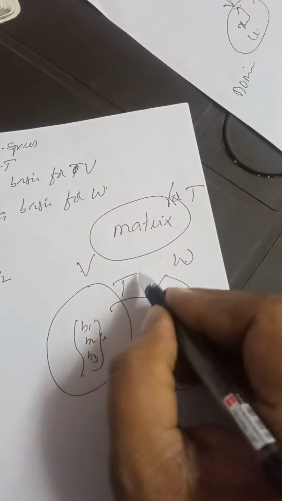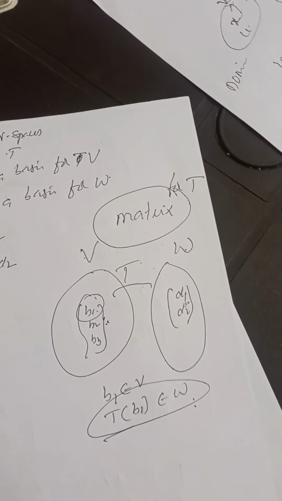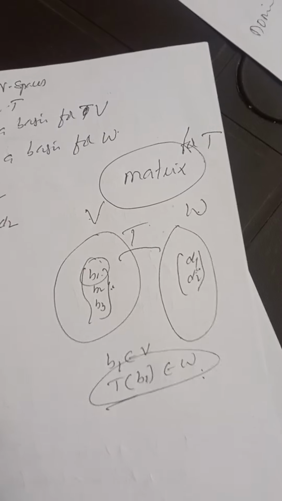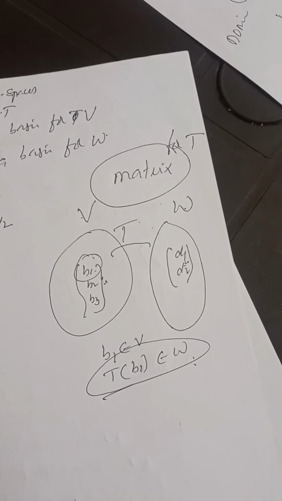Okay. There is a transformation. Now look at B1. B1 is an element in V. Right? Then its image T of B1 belongs to W. Right? This is the concept, no? The image of B1 is denoted by T of B1, which belongs to W, the codomain. Now see, T of B1 is a vector in W.